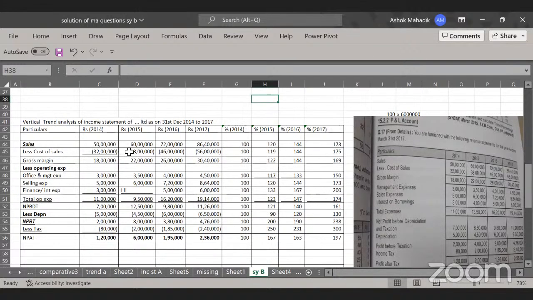Now for stock sales, all the values are negative. So just ignore negative symbol. Take 32 lakhs as 100. So 100 upon 32 lakhs into 38 lakhs equal to, you will get 119. Directly enter 46 lakhs equal to, directly enter 56 lakhs equal to. So same way you will get the values.